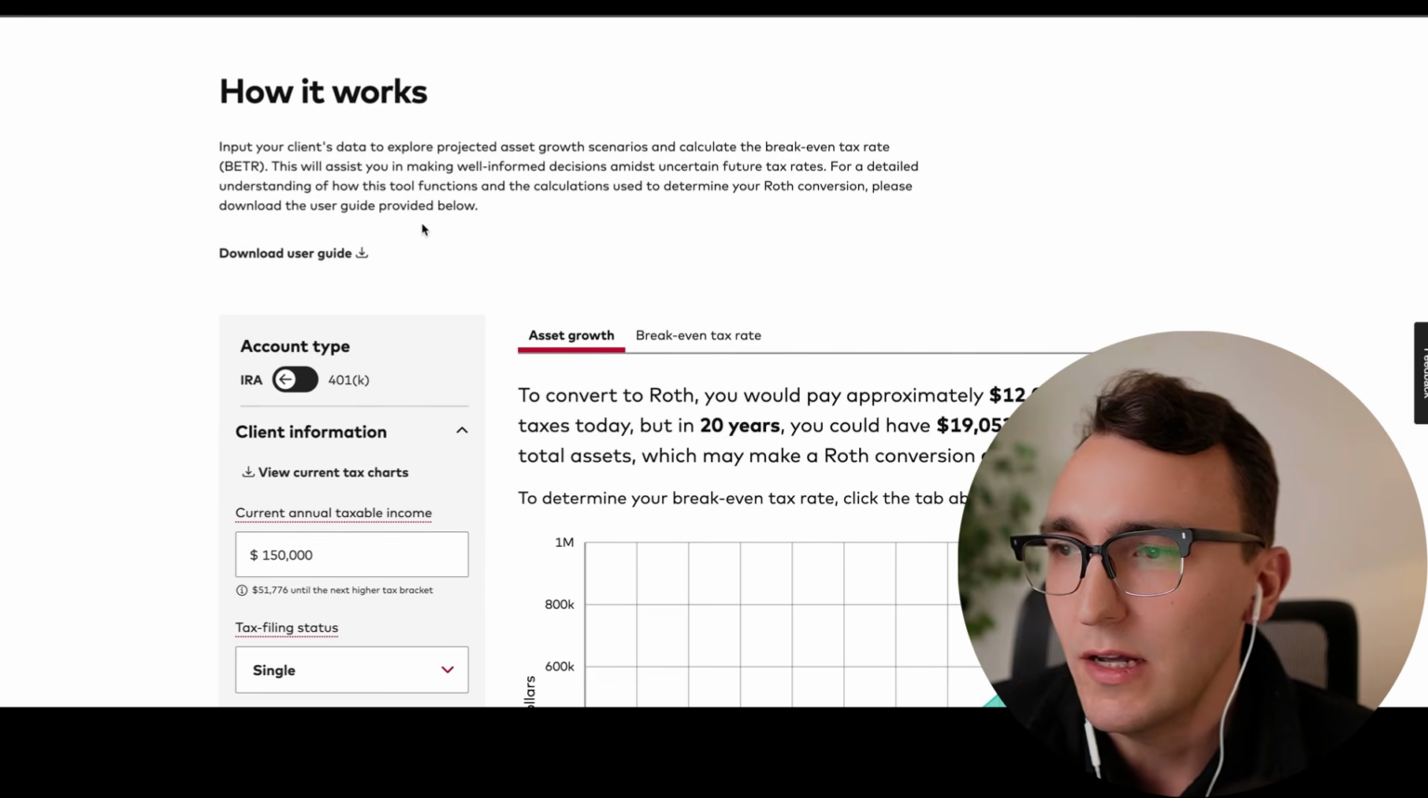Did you know that Vanguard has a Roth IRA calculator tool on their website for free? I did not. So I'm going to take a look at it and I'll share my thoughts with you as I work through the tool. How does it work? So BETR.